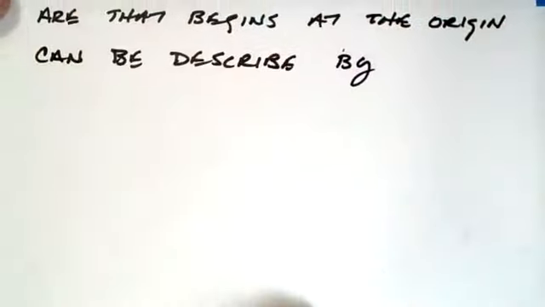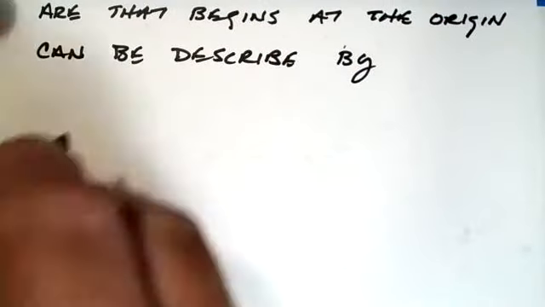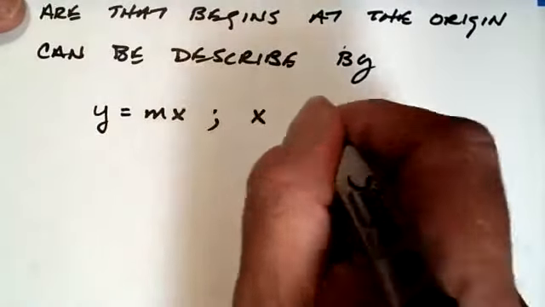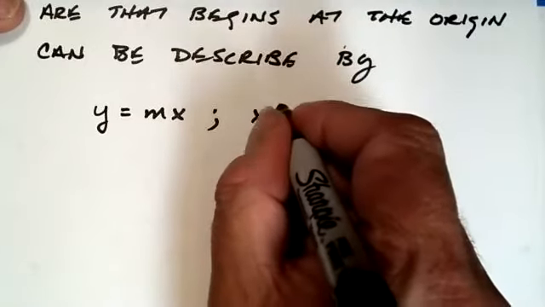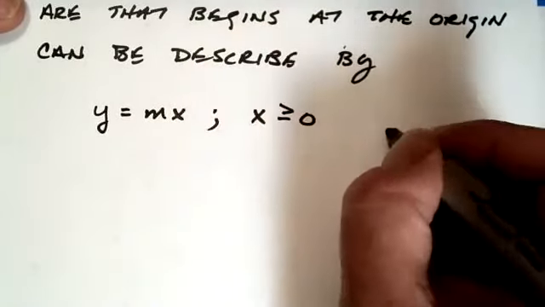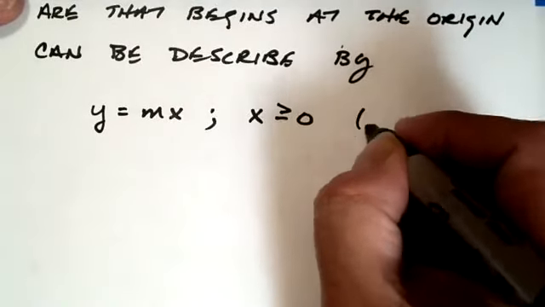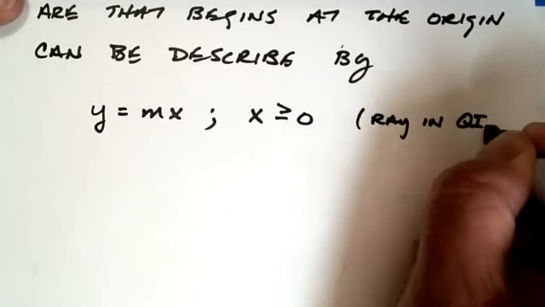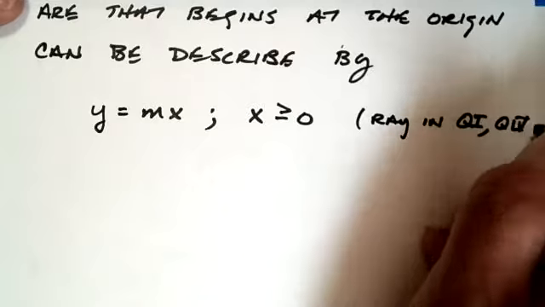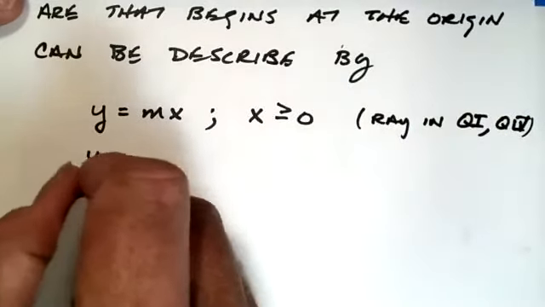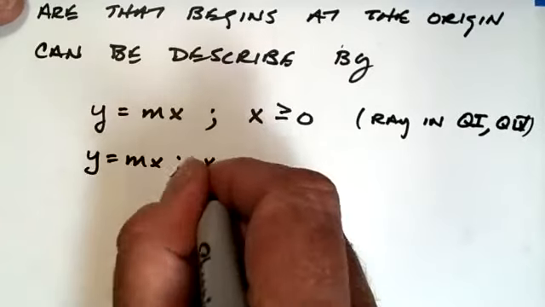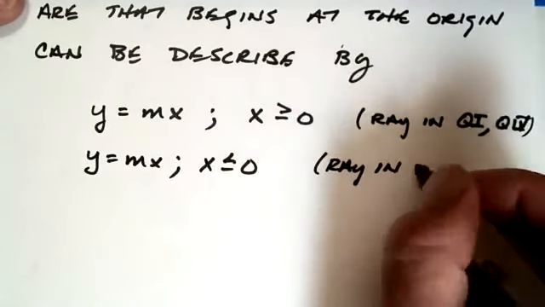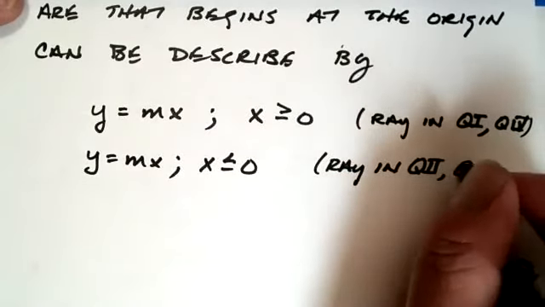by the following equation. Y is equal to mx, where x is greater than or equal to 0, and this is where the ray is in Q1 or Q4, or alternatively, y equals mx, where x is less than or equal to 0, and this would be where that ray is in Q2 or Q3.